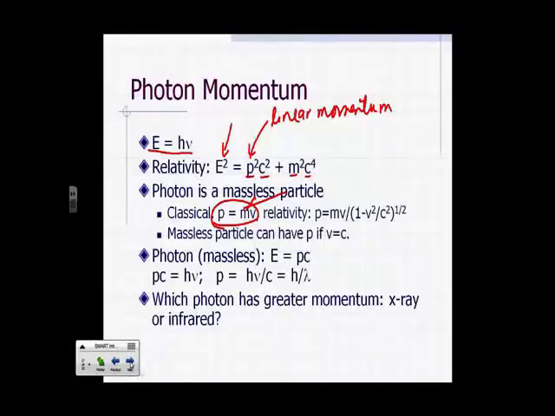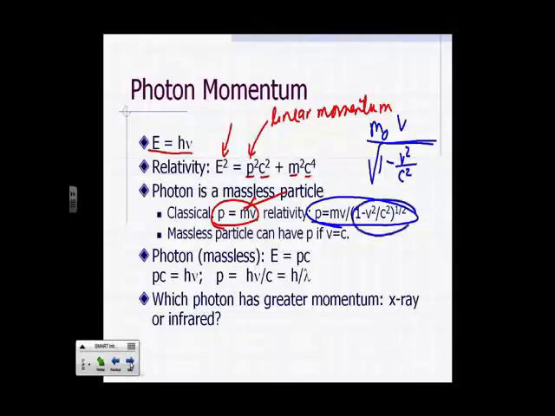But if you apply relativity, momentum is... let me rewrite this to make it easier to read. This is actually m naught. It's called the rest mass, the mass when the particle's not moving, times v over the square root of 1 minus v squared over c squared. That's the relativistic formula for linear momentum.